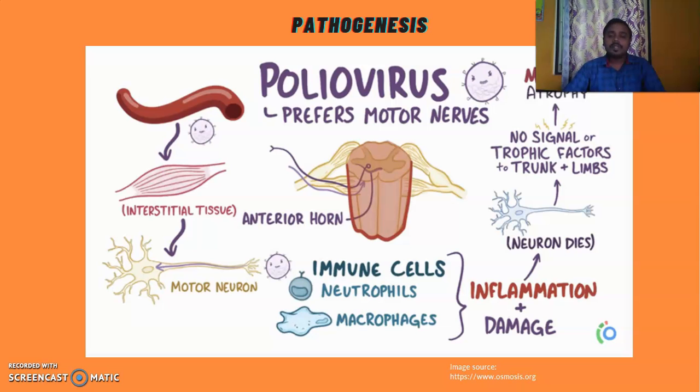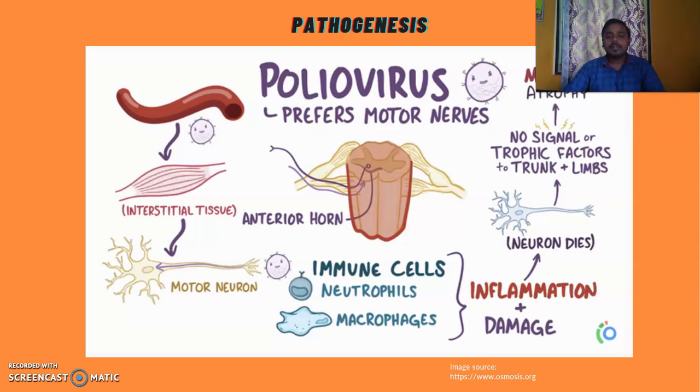So this motor neuron is the main target for this poliovirus. When the poliovirus enters the spinal cord, it calls for the immune cells, because the spinal cord thinks some pathogen has invaded and wants the pathogens to be eradicated from it. So the immune cells like neutrophils and macrophages reach the particular position and start attacking the area which was infected by this virus.